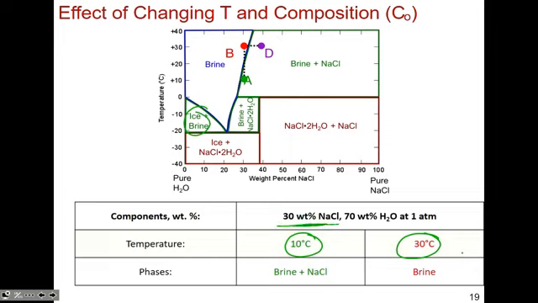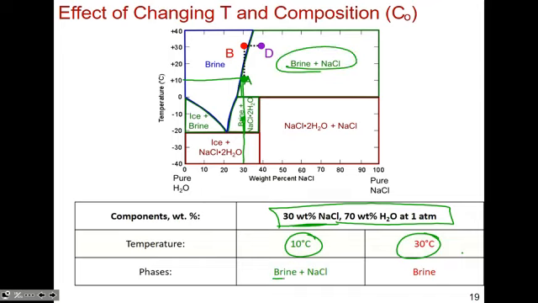It should actually be here. Sorry, I looked at the wrong composition. So if you're at 30 weight percent, which is denoted here, and 70 weight percent water at 1 atmosphere, if you're at 10C, then you can read it off as brine and NaCl. At 30, we've just covered that.